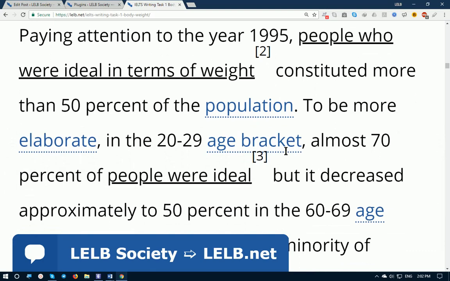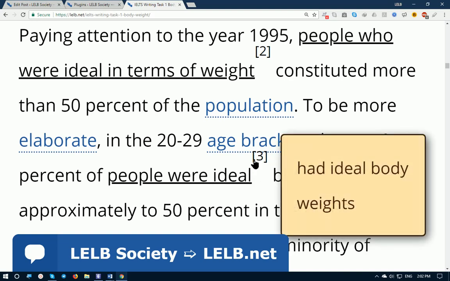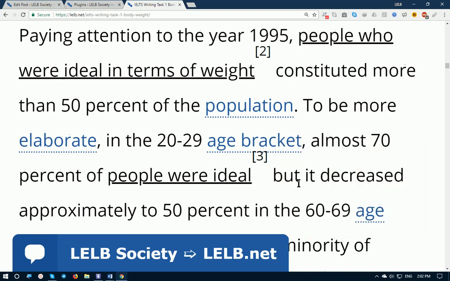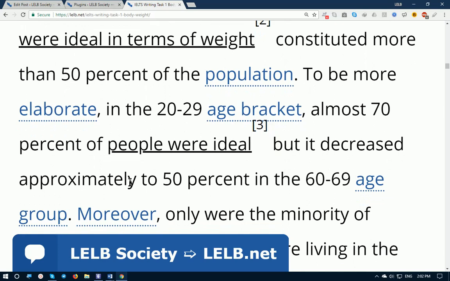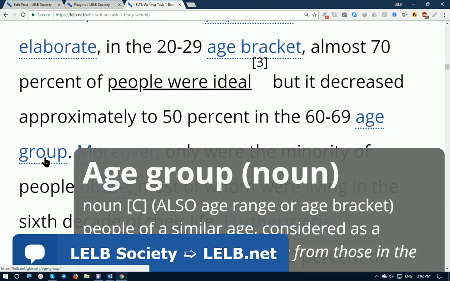What is age bracket? Age bracket, age group, age range. Almost 70% of people were ideal. Again, the same problem. Had ideal body weights. But it decreased approximately to 50% in the 60 to 69 age group, or age bracket, age range.